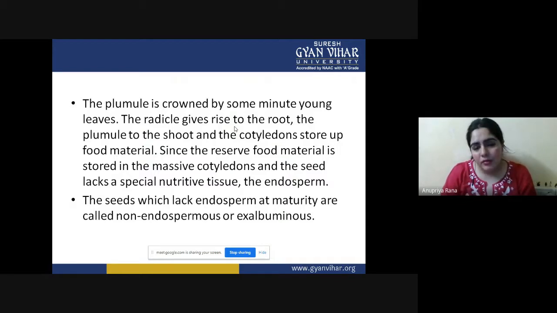So, on the basis of that, we also classify the seeds. The seeds which lack endosperm at maturity are called non-endospermous or exalbuminous seeds. You can easily remember that by non-endospermous seeds, which do not have endosperm at the time of maturity.